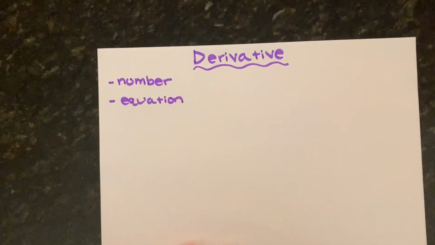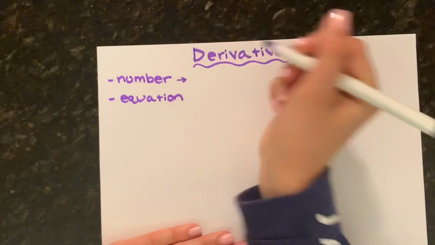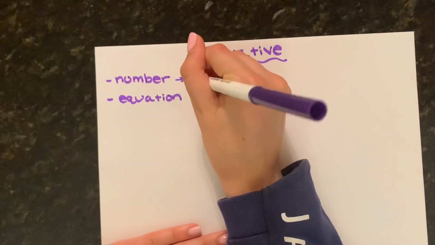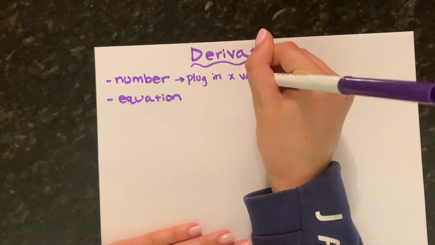Now, the scenario in which we would have the derivative come out to be a number is if we had the derivative as a function and plugged in a specific x value into the function to find a specific slope at a specific point on our original function.